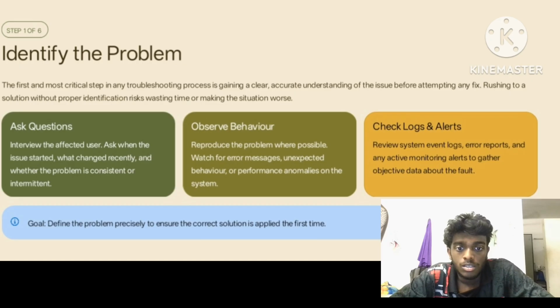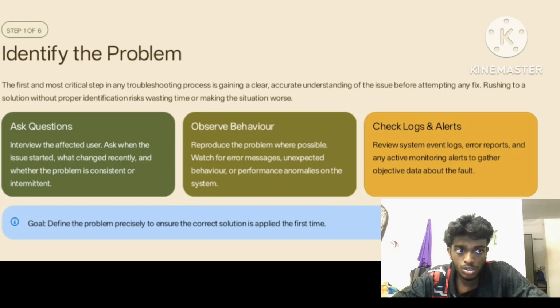Thank you. Now I'm going to talk about part B, which is the standard troubleshooting process. There are 6 steps involved, and I'm going to talk about the first step, which is identifying the problem. This is the first and most important step, where the technician must clearly understand the issue before attempting any solution.